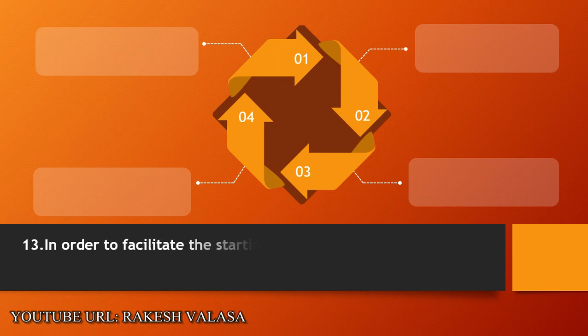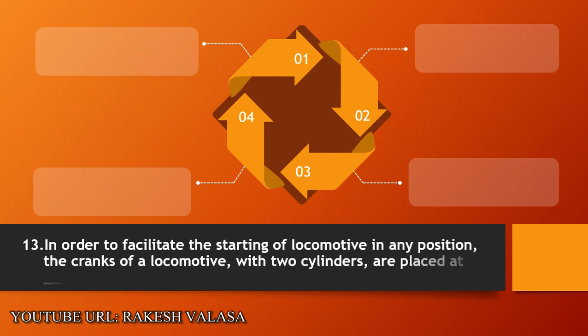Question number 13. In order to facilitate the starting of a locomotive in any position, the cranks of a locomotive with two cylinders are placed at dash to each other. Option 1, 45 degrees. Option 2, 90 degrees. Option 3, 120 degrees. Option 4, 180 degrees.